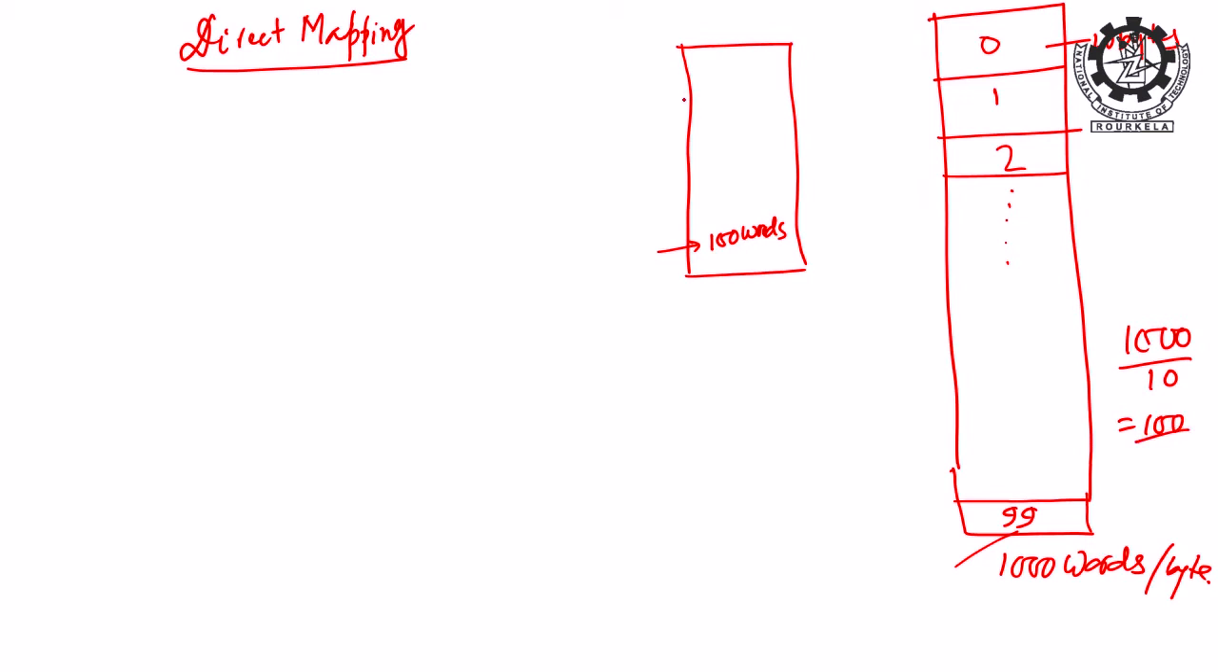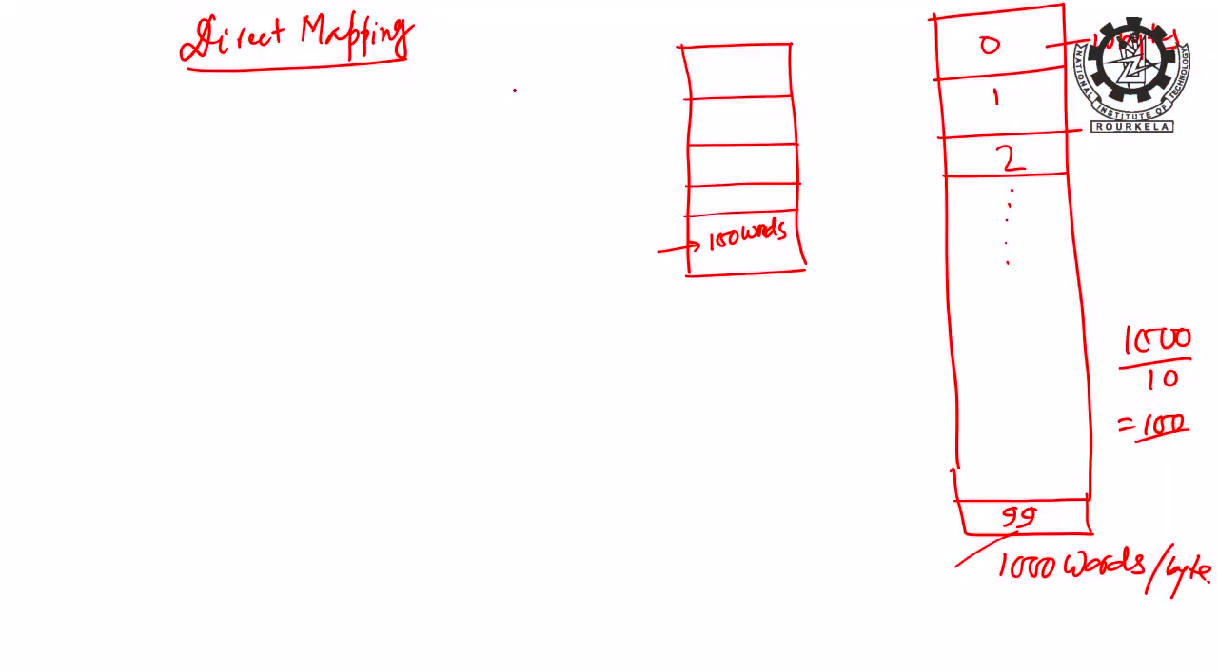Similarly, this cache memory is also divided into a number of blocks, but to not be confused with the block in the main memory, generally a separate name is given for cache memory. That is called a cache line. So, the size of the cache line and the block size is the same, and because here we have 100 words, the number of cache lines will be 100 divided by 10. So, we will have 10 cache lines.